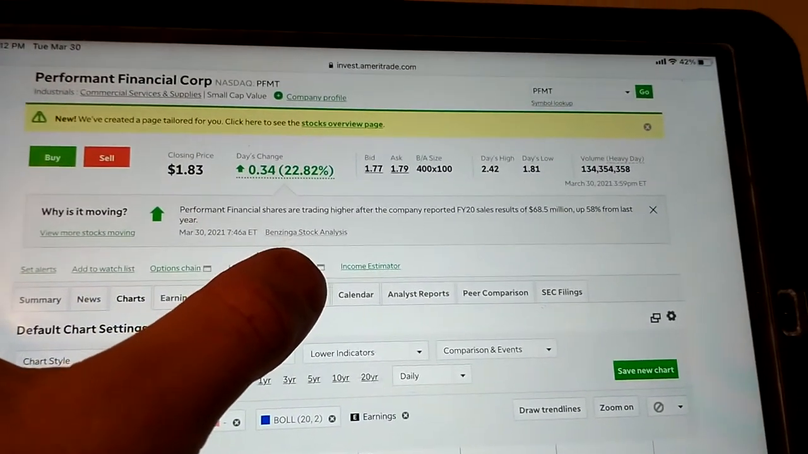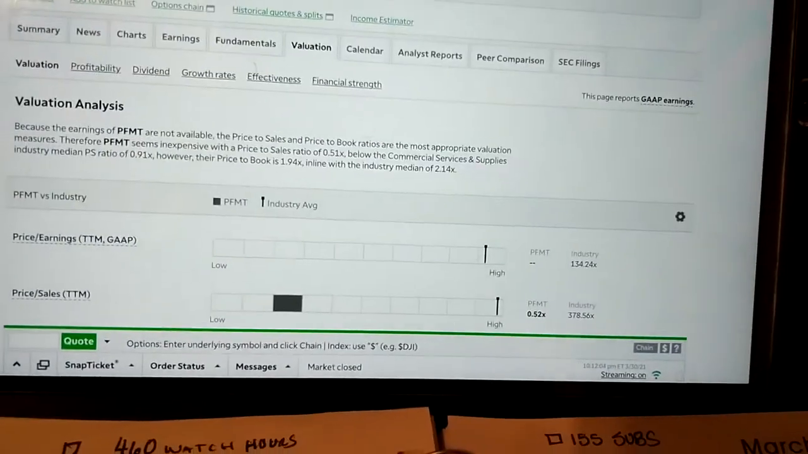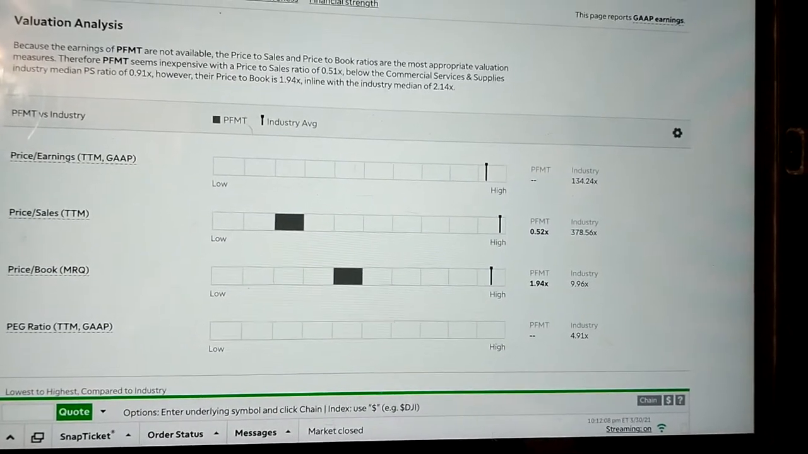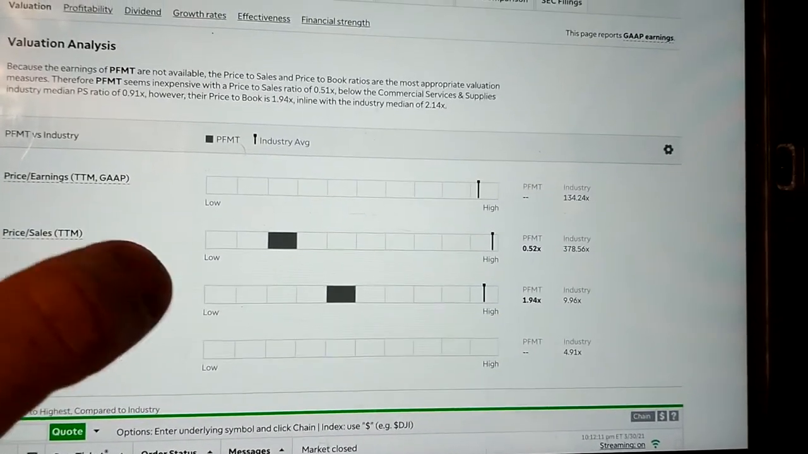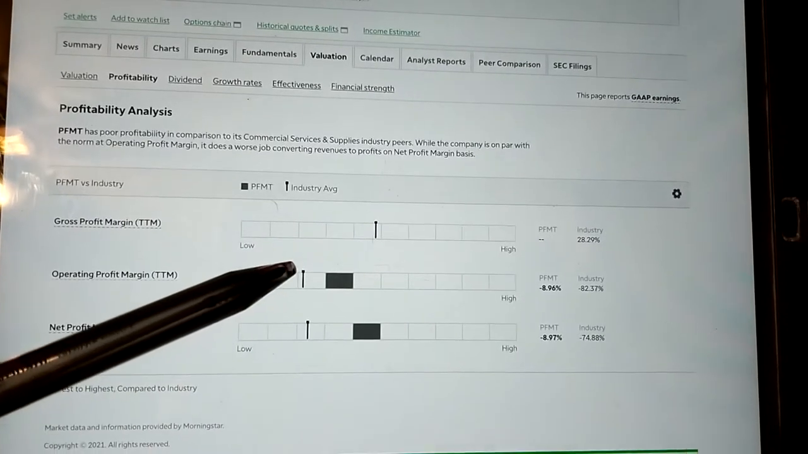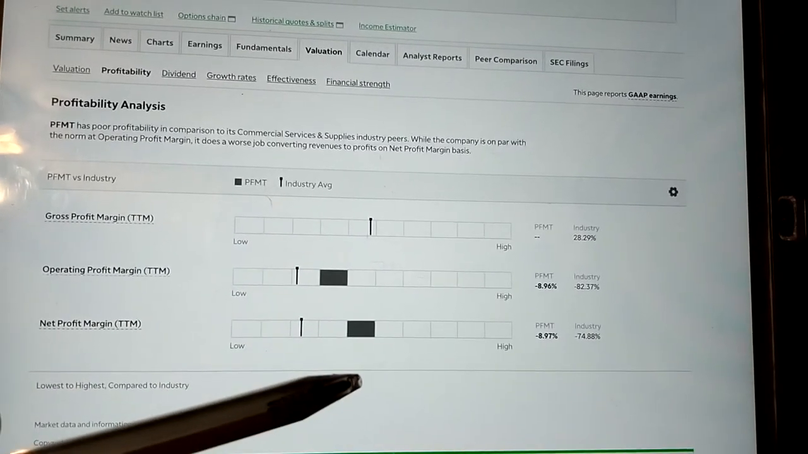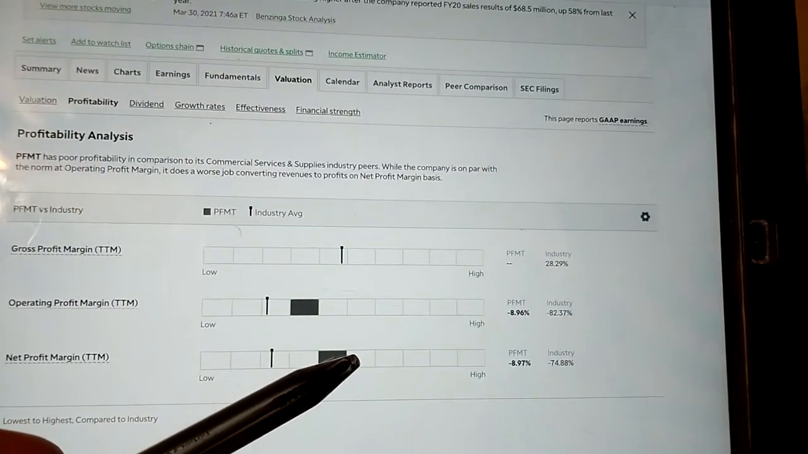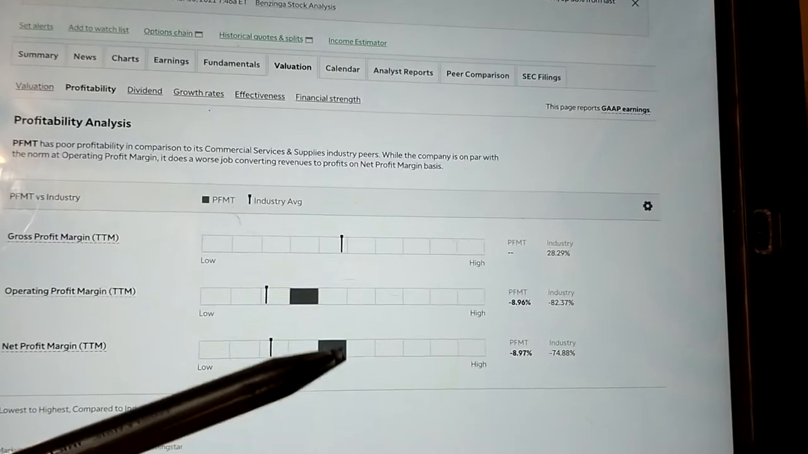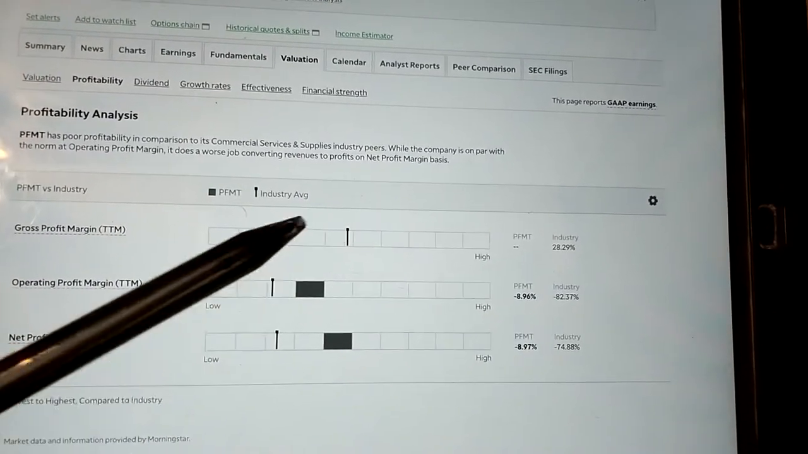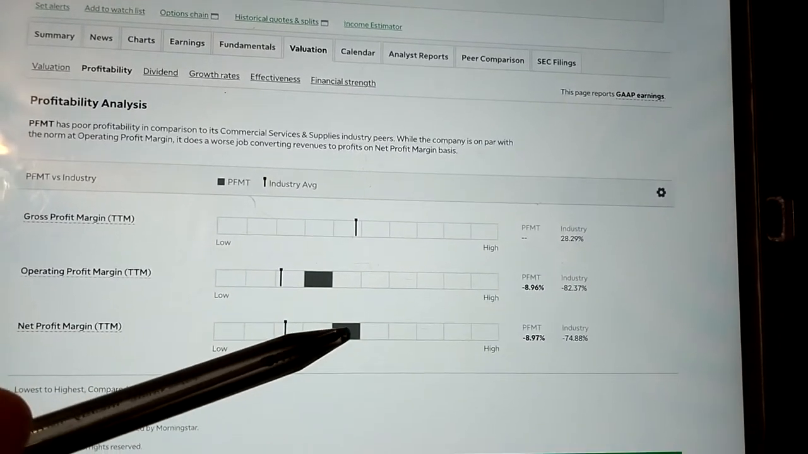Let's look at the valuations on this. Let's really look at what we have here. So valuation, not very solid there. Here in the gray is PFMT. And this is important to look at when you're looking at where these companies stand with the industry. Right here, operating profit margin, a little better than the average in this industry. So performing better, net profit margins a little better.